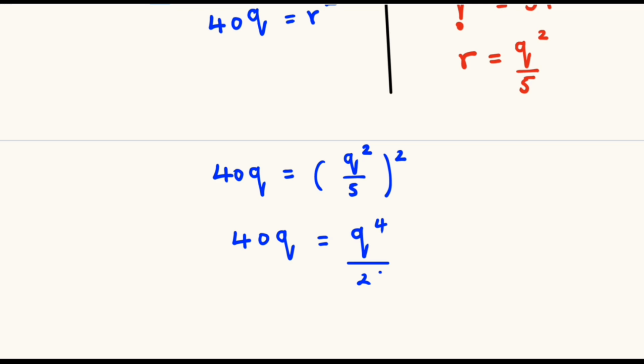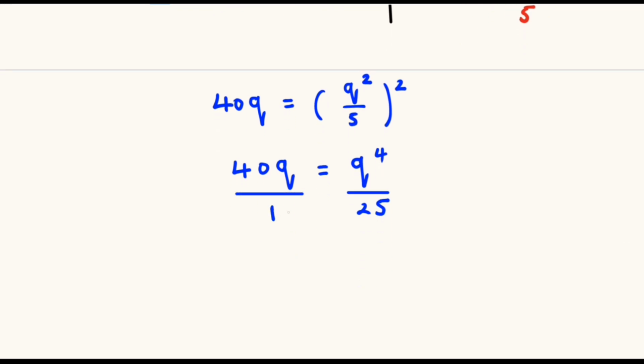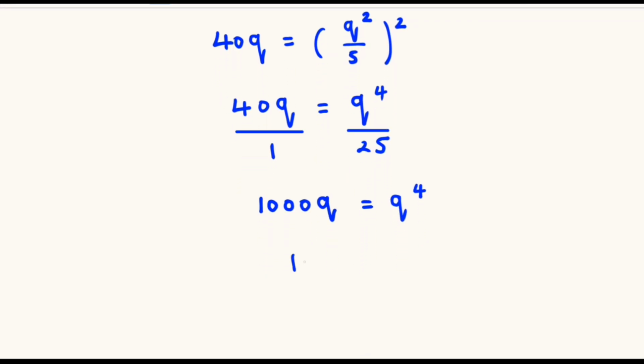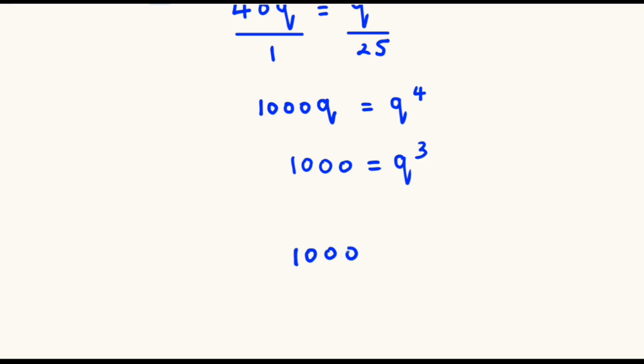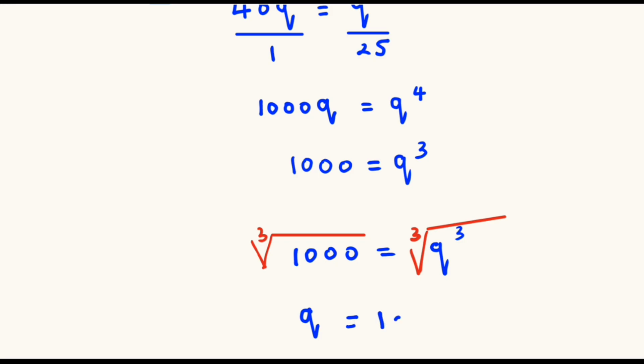divided by 5 squared, the 25. Multiplying the 40 by the 25, or we cross multiply, and our 1000q will be equal to q to the power 4, and we divide through the equation by q, and 1000 will be equal to q cubed, and our q will be determined by cube rooting both sides of the equation. So the numerical value of q, the radius of the second circle, will be equal to the cube root of 1000, which is equal to 10 centimeters.